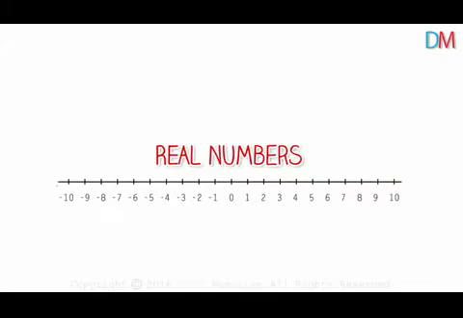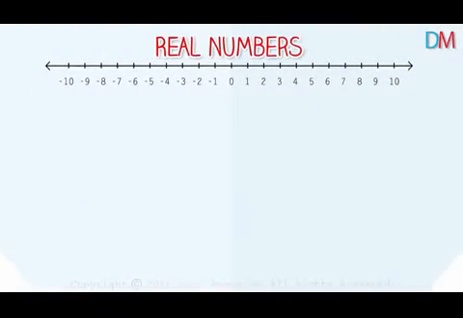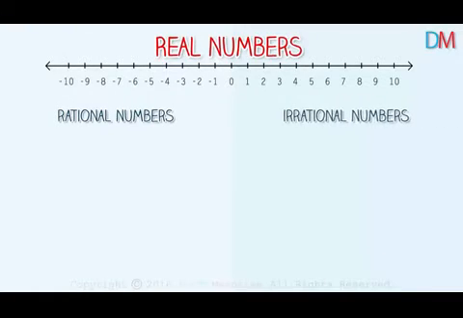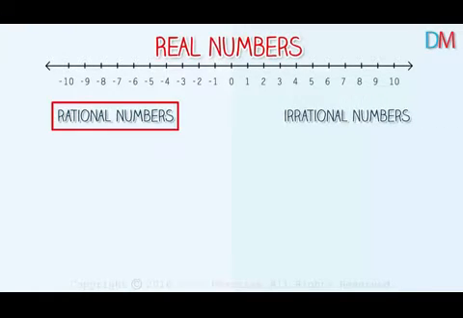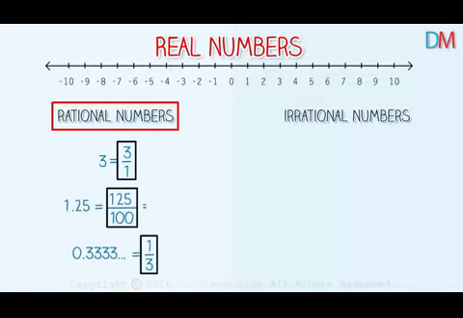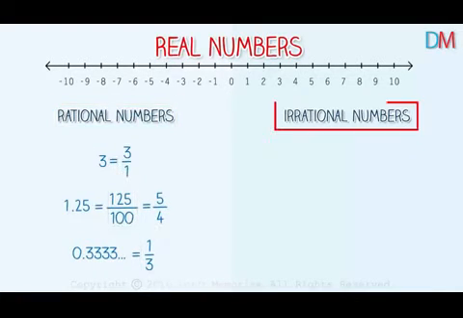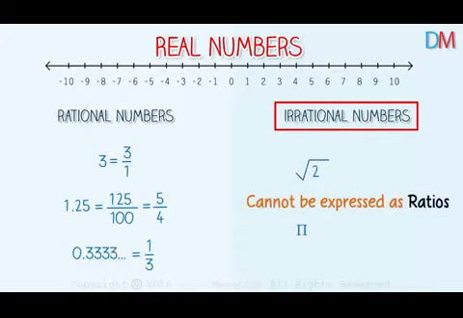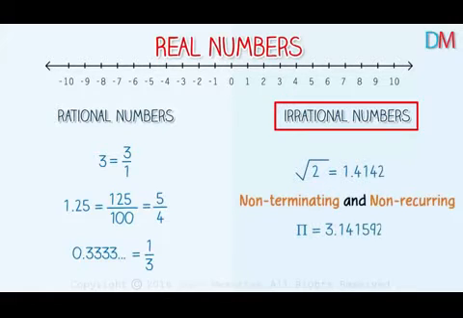We already know what real numbers are. These are the numbers that can be represented on the number line. We also know that real numbers can be broadly classified as rational and irrational numbers. Rational numbers are those that can be represented as a ratio of two integers with no common factor. Irrational numbers, on the other hand, cannot be expressed as a ratio of two integers, and when expressed in decimal notation, they are non-terminating, non-recurring decimals.